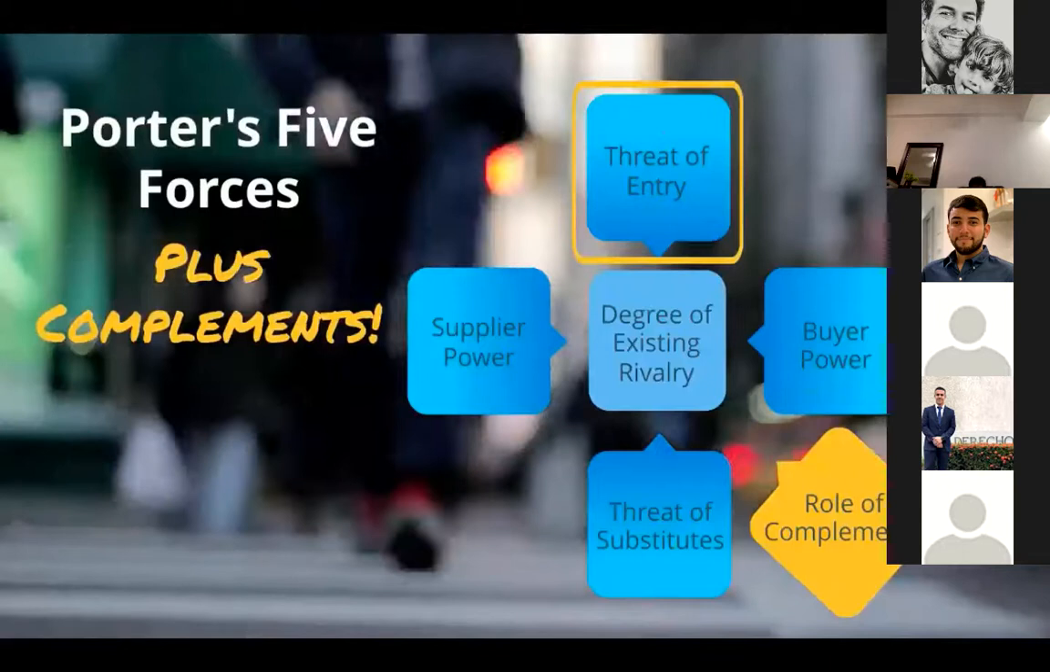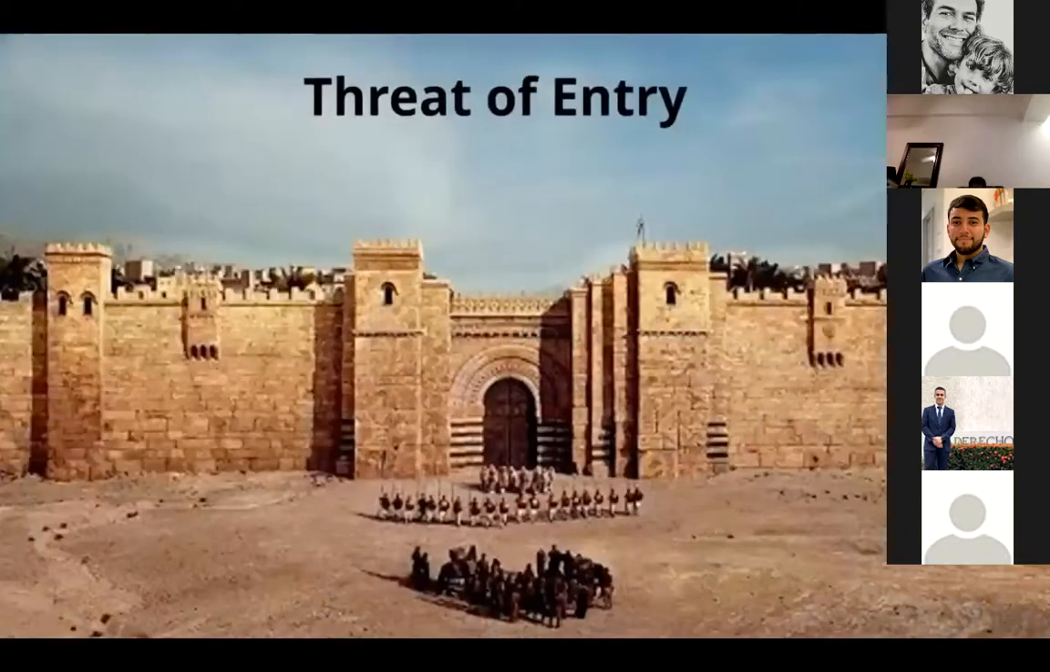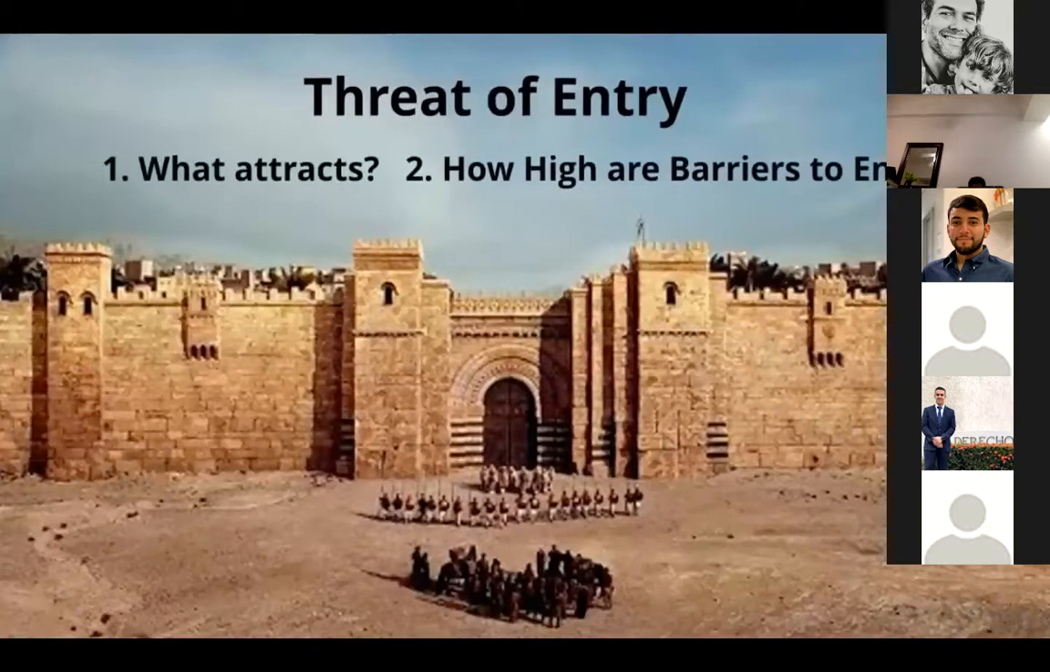Now let's talk about threat of entry. To assess the threat of entry, we have to look at two main things. First, what attracts entrants to the industry? And second, how high are the barriers to entry? If the industry isn't attractive, you don't really need entry barriers. But if the industry is really attractive, the barriers will make a big difference.